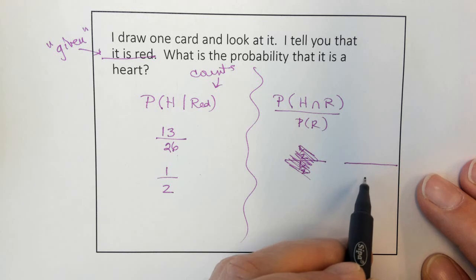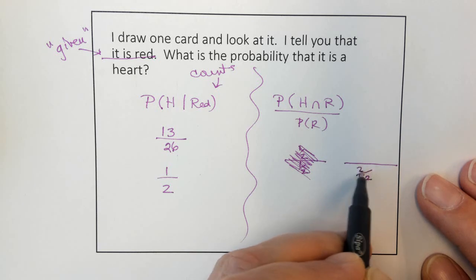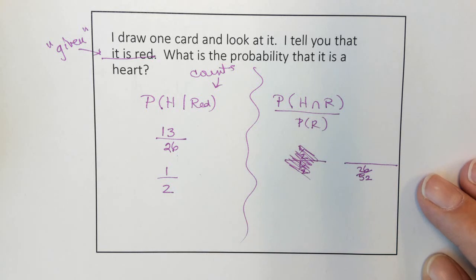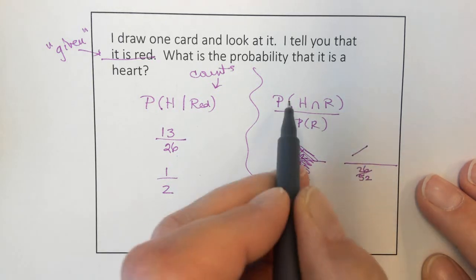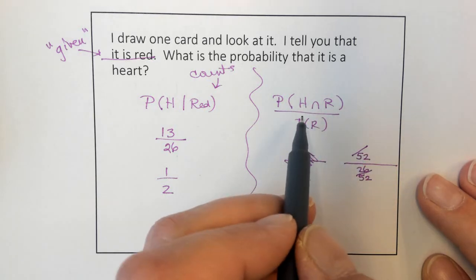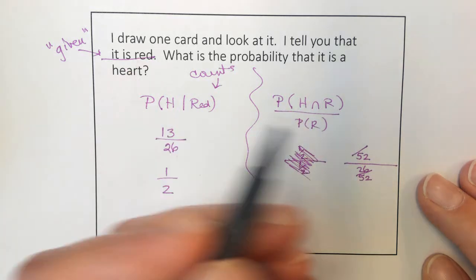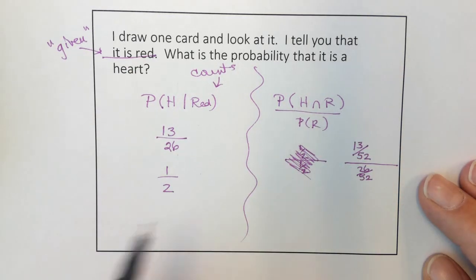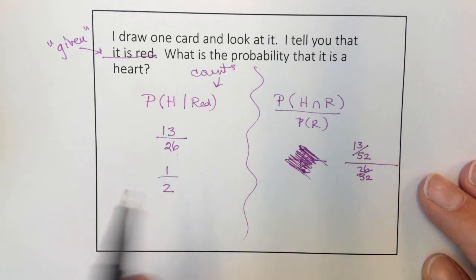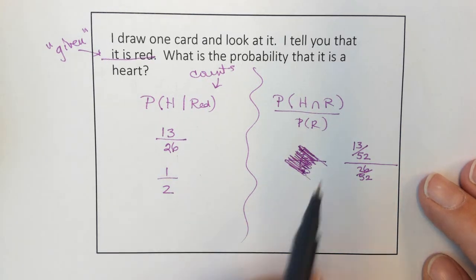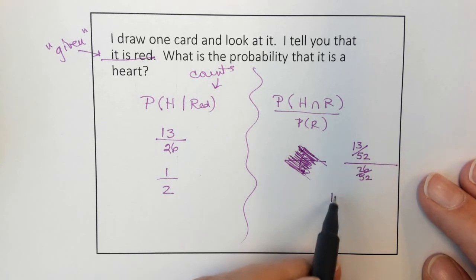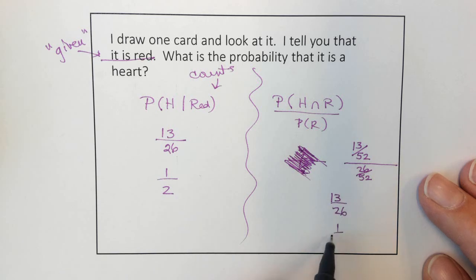Red cards. Out of 52 cards, 26 are red. So the probability of a red is 26 out of 52. Okay. Probability of a red heart. Out of 52 cards, how many are red hearts? Well, all of the hearts are red, and there's 13 of those. So 13 out of 52. Now I'm back in business. I did something really goofy back there, so just pretend I didn't. You have to get good at that. Now, the 52s actually cancel and leave 13 over 26, which is 1/2.